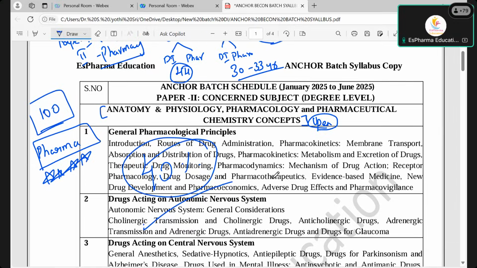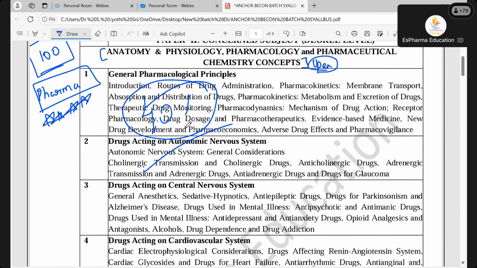And one more thing, what is important to study? If people ask me what topics are important, what should I mainly study, then here you please write what the important topics you have to study are. Like no choice, right? No choice.